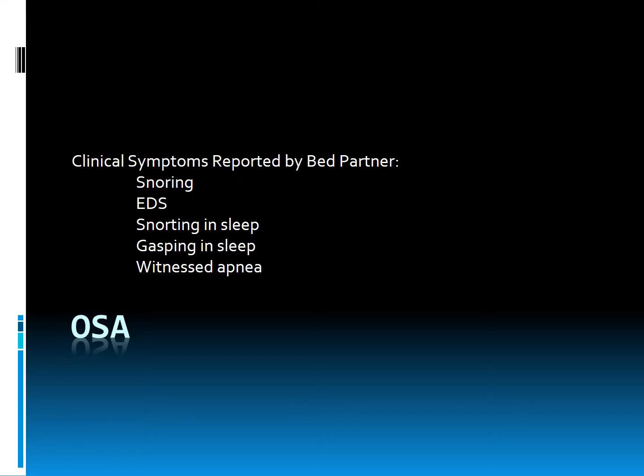Some of the clinical symptoms reported by bed partner include snoring, excessive daytime sleepiness, snorting in the sleep, gasping in their sleep, and witnessed apnea. Of course, for the patient, there are many more symptoms of sleep apnea. Let's go on to our next slide.